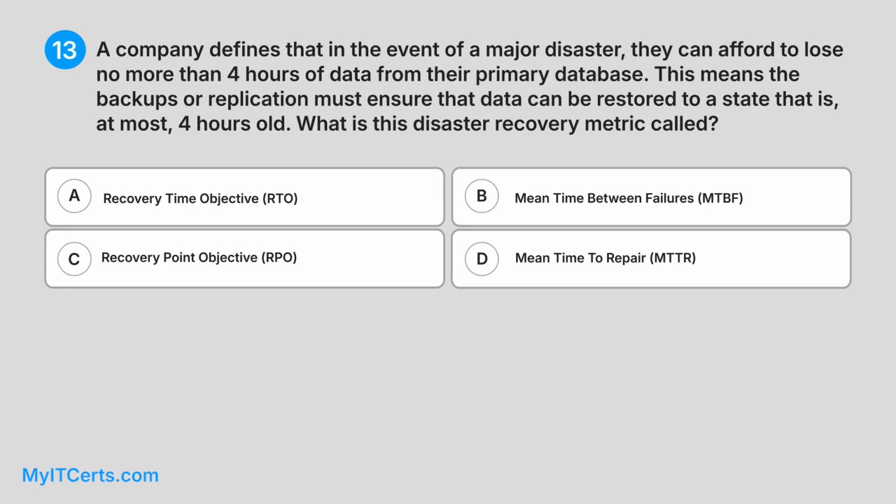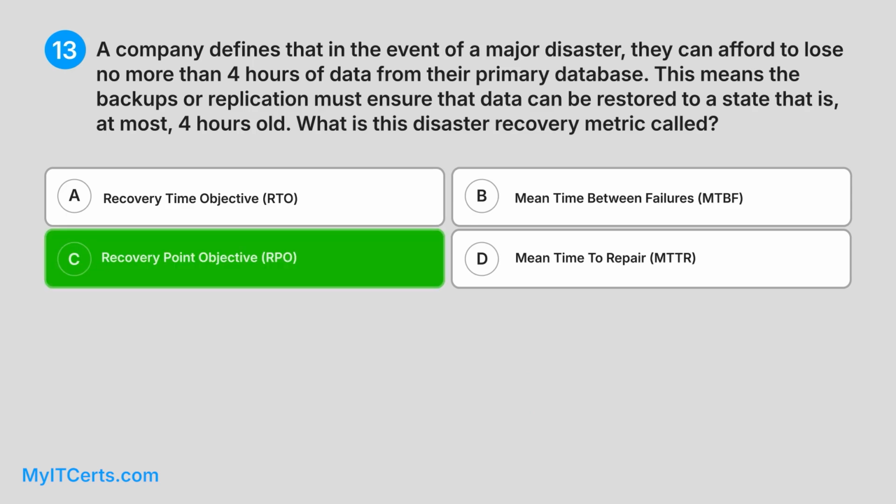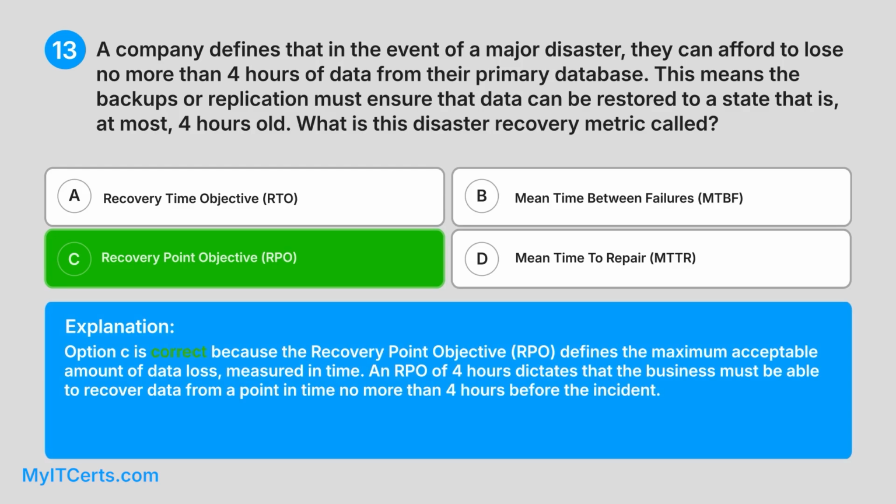Correct answer, C, recovery point objective, RPO. Explanation. Option C is correct because the recovery point objective, RPO, defines the maximum acceptable amount of data loss, measured in time. An RPO of 4 hours dictates that the business must be able to recover data from a point in time no more than 4 hours before the incident.